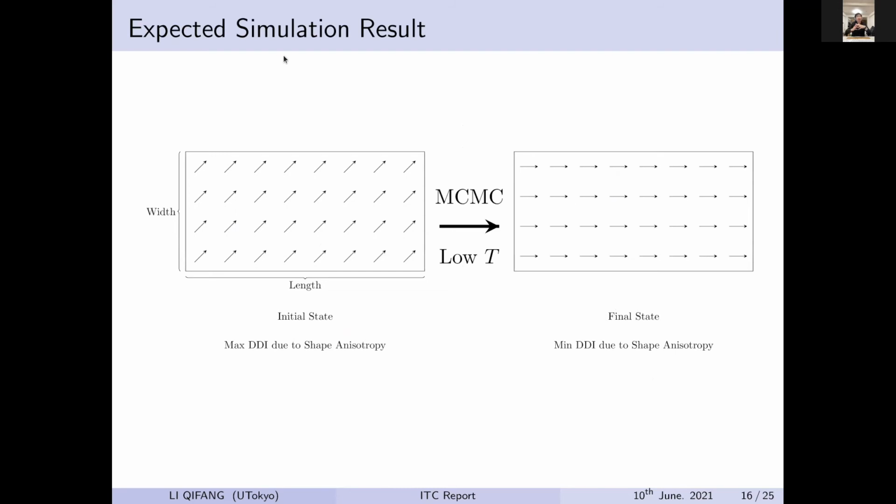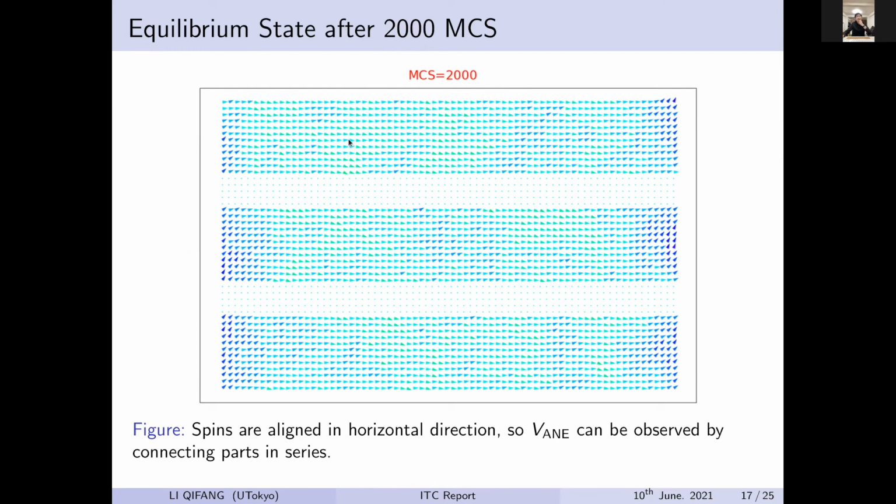And here is the expected simulation result. If we start from the initial state where every spin forms a 45 degree angle with the long side, after Monte Carlo steps at low temperature, finally the spins will become parallel to the long side. And this is my simulation result after 2,000 Monte Carlo steps. Here we can see that all of the spins are almost parallel to the long side of the rectangles, especially the spins in the center parts. If we connect each rectangle by connectors, the voltage of the anomalous Nernst effect can be observed.